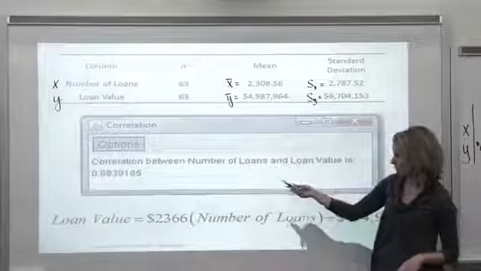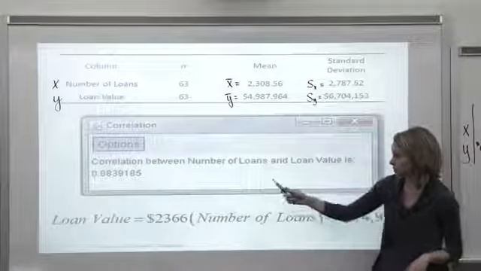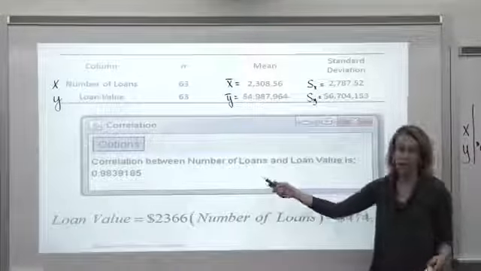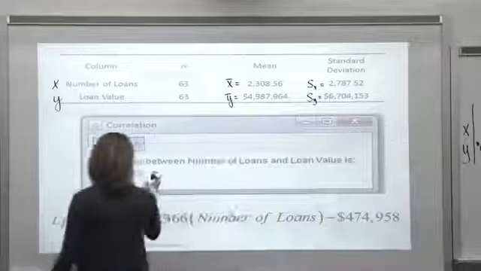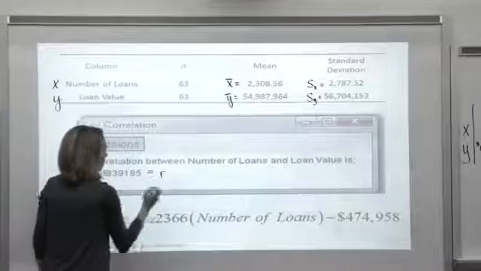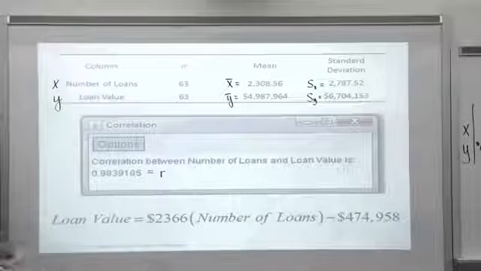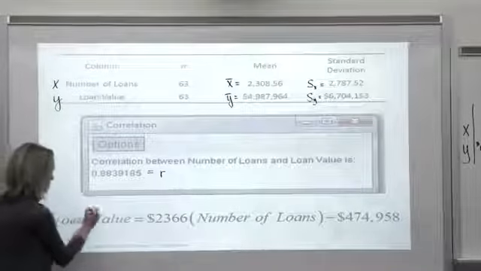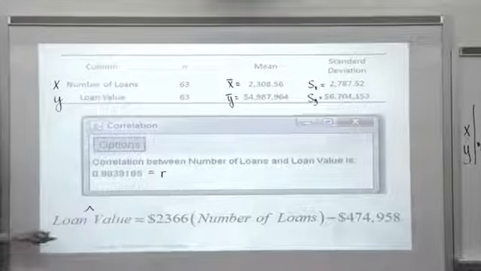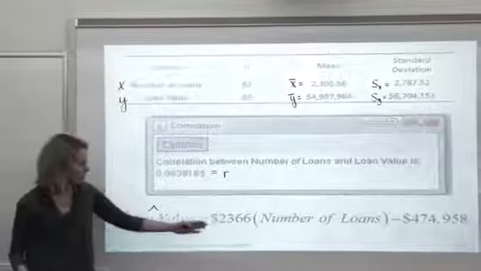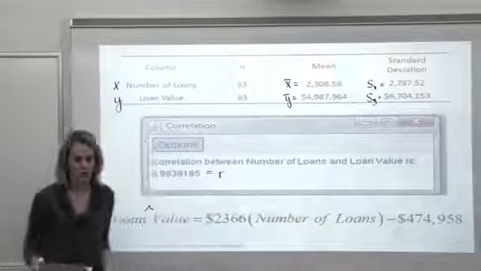We know that the correlation between our two variables is roughly 0.98. Remember, this is R, the correlation coefficient. And then finally, you also have the regression equation. And one adjustment, we'll stick a hat on that to remind ourselves that that's the predicted loan value. And we see the value of the slope and the value of the y-intercept.